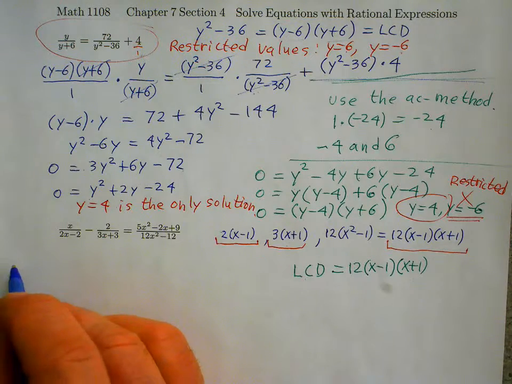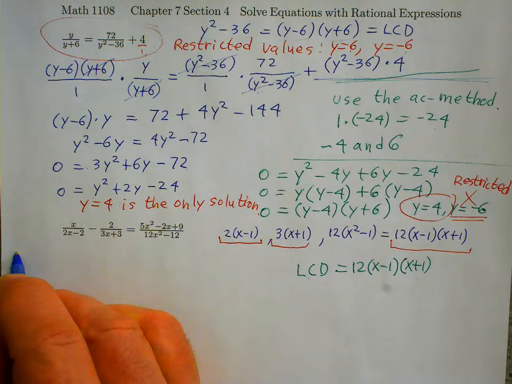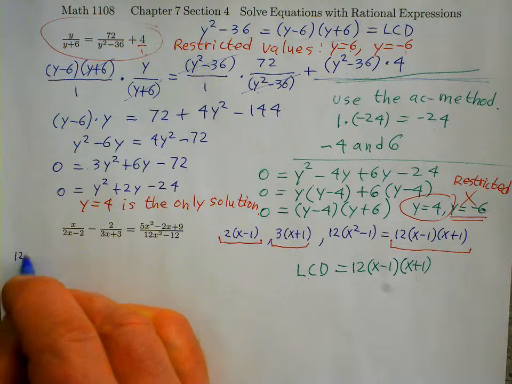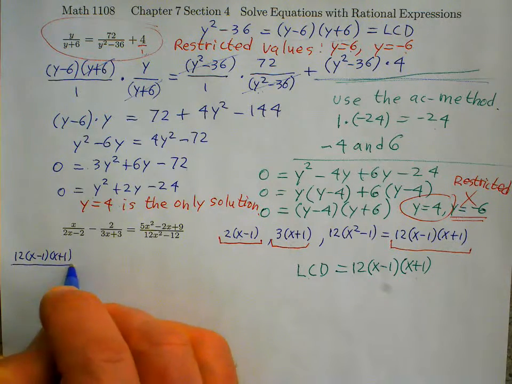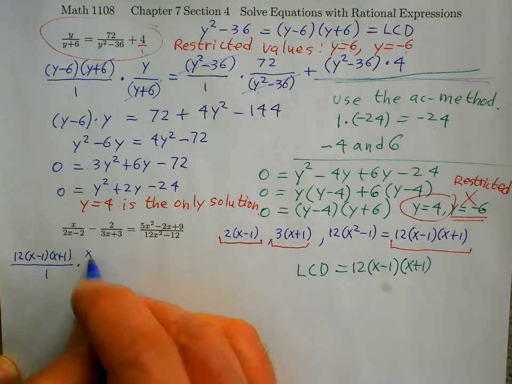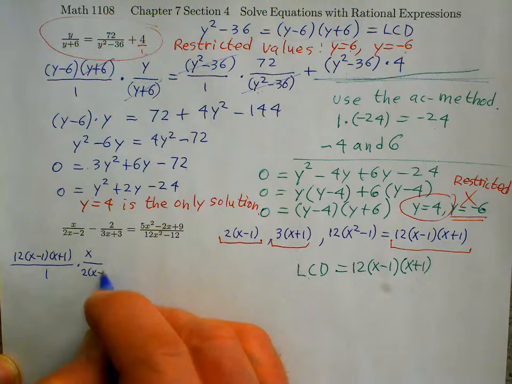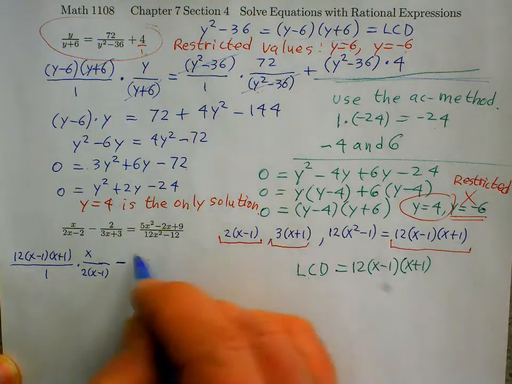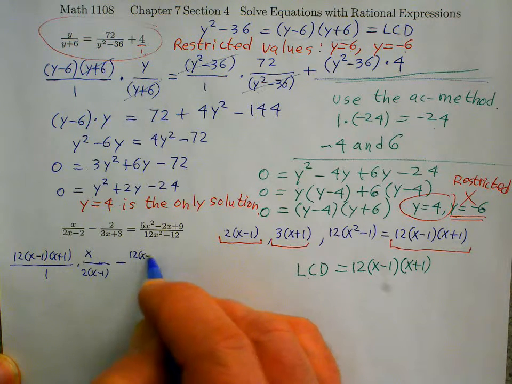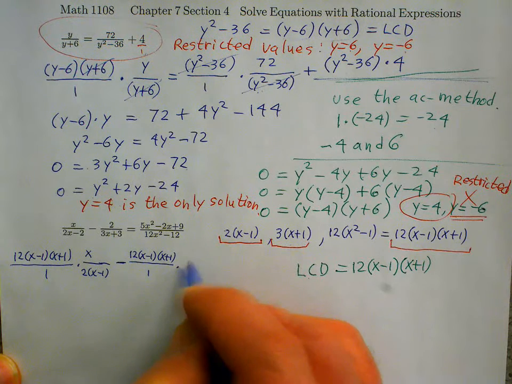So we might be pressed for space here, so I'll try to write a little bit smaller. 12 times x minus 1 times x plus 1 over 1 times x over, I'll write this in factored form, 2 times x minus 1. And then multiply the least common denominator by the next term. So this one's times 2 over 3 times x plus 1.